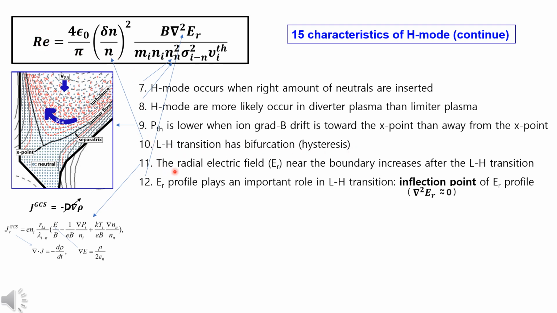Number 11: after the LH transition, the turbulence-induced return current is no longer valid, so the GCS current continues to separate charge and increases the radial electric field. Number 12: the Er profile plays an important role in the LH transition.